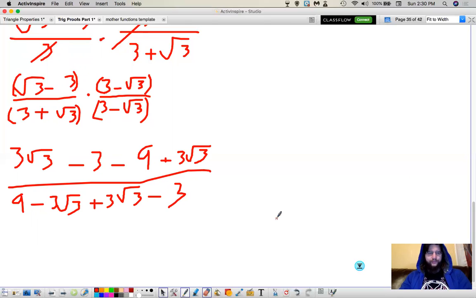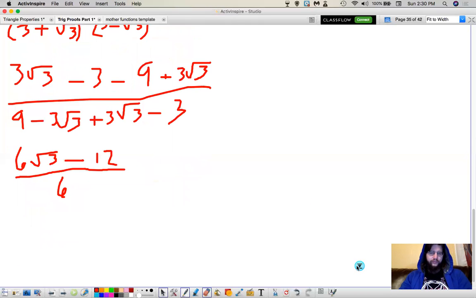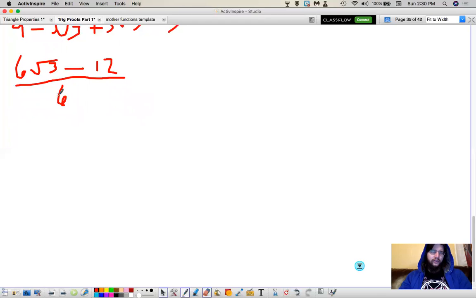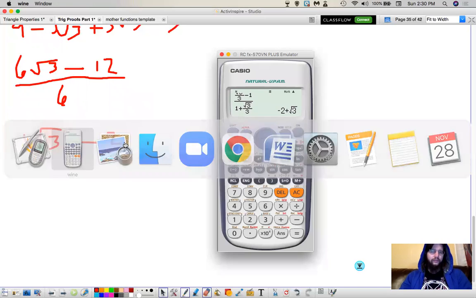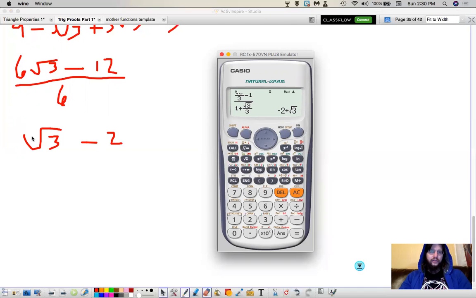Let's see what that turns out to be. Combining like terms, I have 6 square roots of 3 minus 12 over 6, and those cancel. To simplify that, you can split it up if you need to. 6 square roots of 3 over 6 is square root of 3. Negative 12 over 6 is minus 2. And that's it. Negative 2 plus square root of 3, square root of 3 minus 2. Same thing. All right. Let's see what's next.